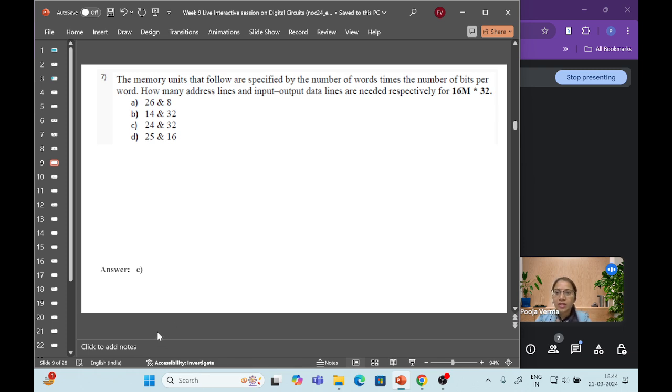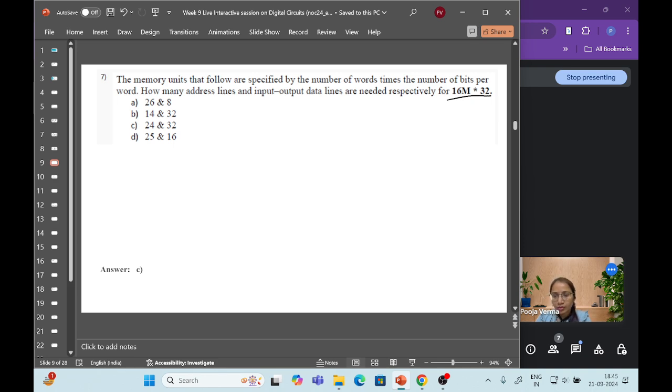Okay. So next question is, the memory units that follow are specified by the number of words times the number of bits per word. So how many address lines and input output data lines are needed respectively for 16M multiplied by 32?